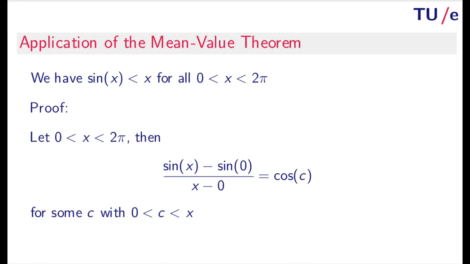Indeed, for x between 0 and 2 pi, the mean value theorem says that sine of x minus sine of 0 divided by x minus 0 is equal to the cosine of some c, since the cosine is the derivative of the sine, and the c is in between 0 and x. But that means that sine of x divided by x is less than 1. And from this we easily deduce that the sine of x is less than x.